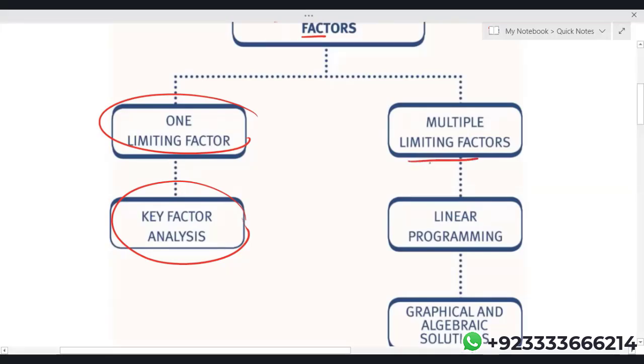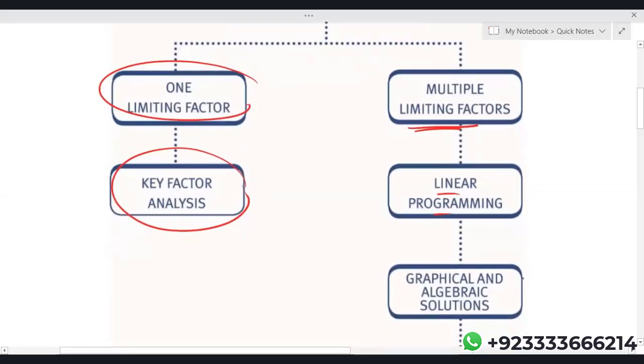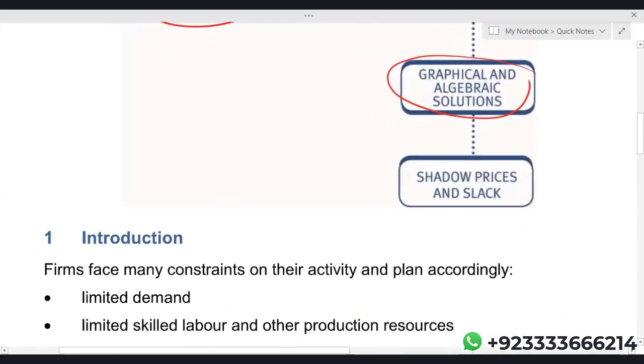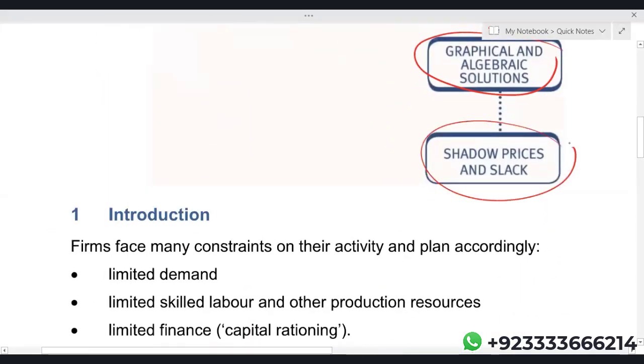Multiple limiting factors: then we go for linear programming. We will study graphical and algebraic solutions both. Even though we know that now, due to this CB format, nobody will ask you to draw the graph in the exam, obviously you should know the interpretation. But that's what we'll be discussing in the next video. Right now, just focus on one limiting factor. Then we will also study in the next video what is meant by shadow prices and slack.